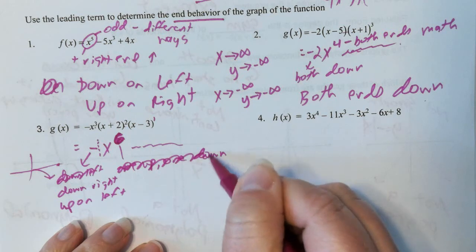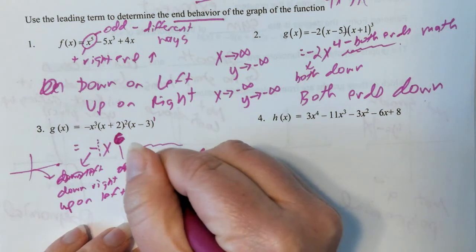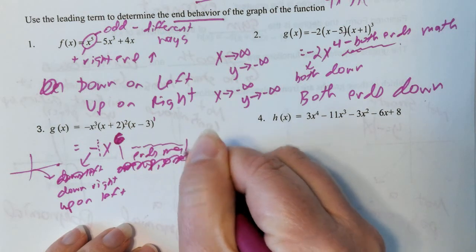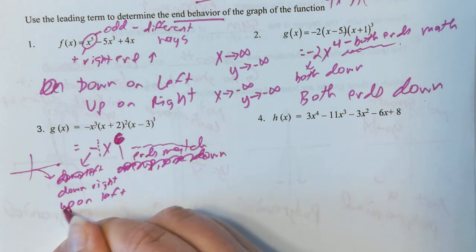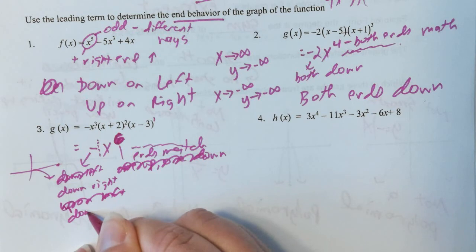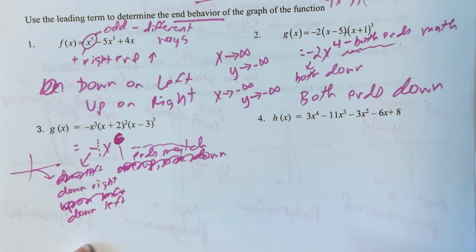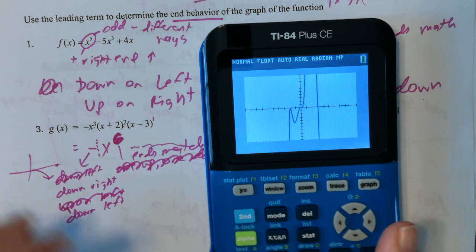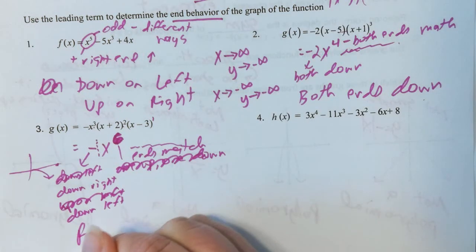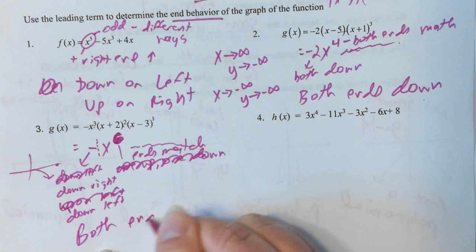And when we have an even exponent, the ends match. So my apologies. Both ends match. So since it was negative out front, it's down on both ends. Down on the right, down on the left. And sure enough, that's what we saw in our calculator. It's down on the left and down on the right. My apologies. I rushed through that. Okay? So I'm going to say both ends down.